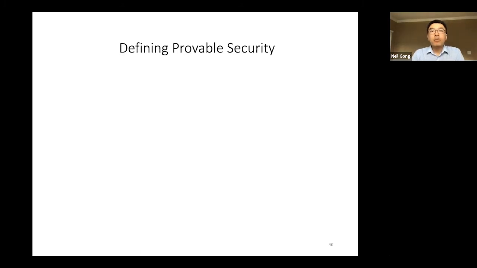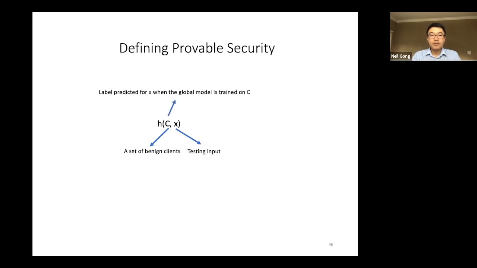Let's first formally define what we mean by provable security. Suppose we are given a set of benign clients C and a testing input X. We also have a federated learning algorithm H. H(C, X) is the label predicted for X when the global model is trained on C using federated learning algorithm H. Now, assume some clients in C become malicious, and we denote the set of clients, including the malicious ones, as C prime.